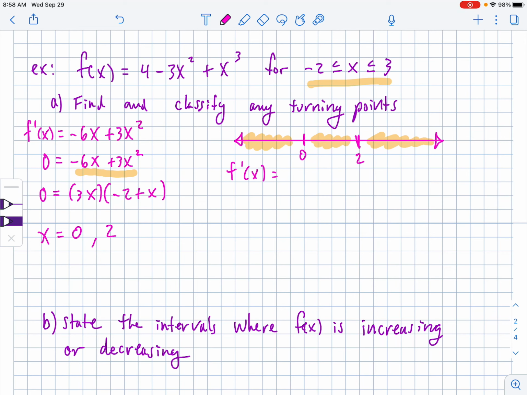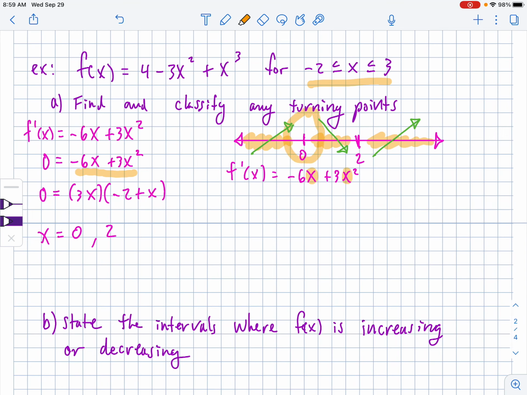So we'll pick a number to the left of 0, like -1. Remember that we're putting them into the slope machine, which is this, to see what slopes are happening in those zones. If I put a -1 in these x spots, I get 6 plus 3, so that's positive. So that means we're going uphill in that zone. If I pick a 1, which is in between 0 and 2, I get -6 plus 3, which is -3, so it is indeed going downhill. And then if I pick 3, I get -18 plus 27, so that is a positive number.